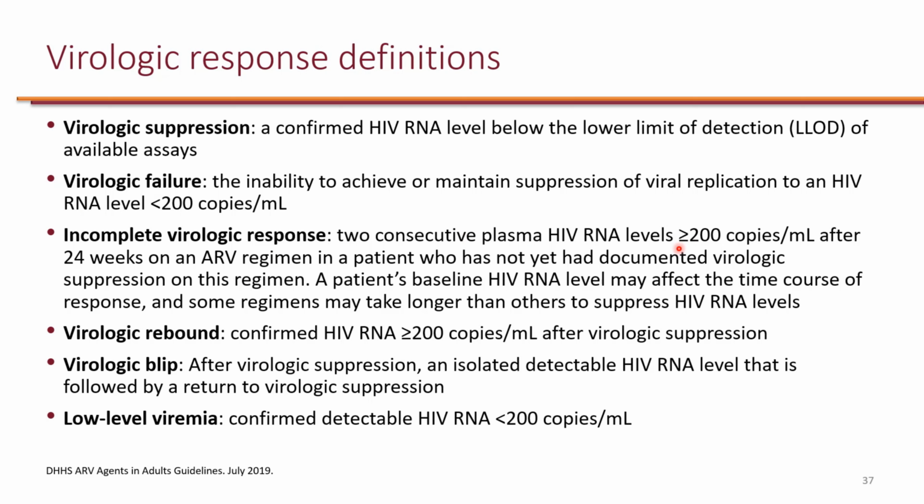Virologic rebound is when a patient has virologic suppression, but then after virologic suppression, the viral load becomes greater than 200 copies per mL. And a virologic blip is once the patient gets virologic suppression, then there's a single isolated detectable RNA level, and then the patient goes back to suppression. So this is a quick virologic blip. And of course, low-level viremia is if the virus is detected, so greater than 50, but less than 200.